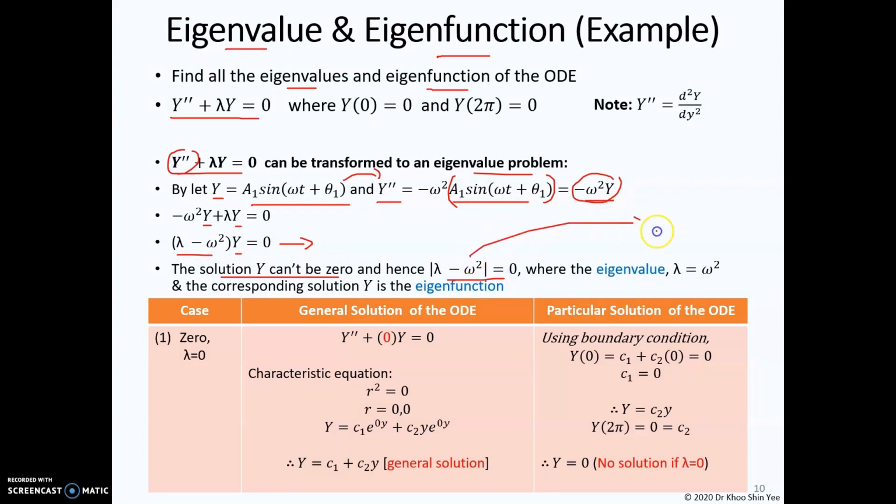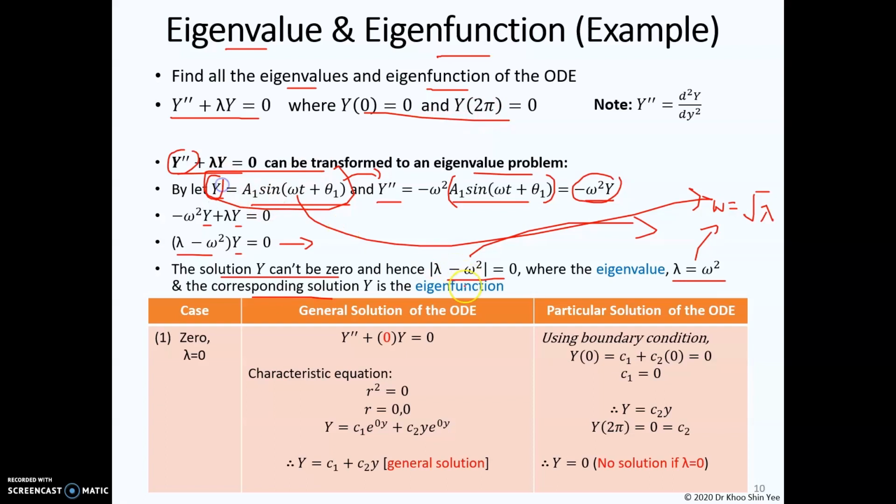And from here, you can find your eigenvalue equal to omega squared. From here, your omega will be equal to square root lambda. And the corresponding solution y here consists of the omega. Once you succeed in finding the A1 and theta 1 from this boundary condition, then you can obtain the y, which is the eigenfunction. Solving this ODE problem is difficult because the lambda is unknown here.